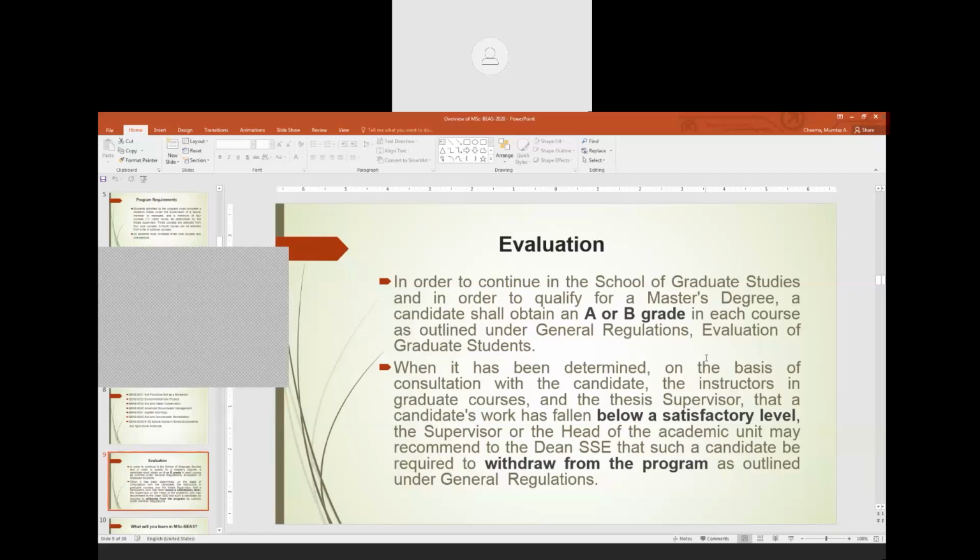On another note, if your performance is not good, if your instructor sees you are not performing well, and your supervisor and the supervisory committee meet and decide your performance is not up to the mark, that is not satisfactory, then they can recommend that you be withdrawn from the program.